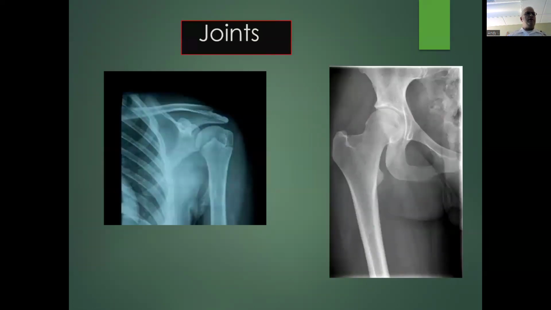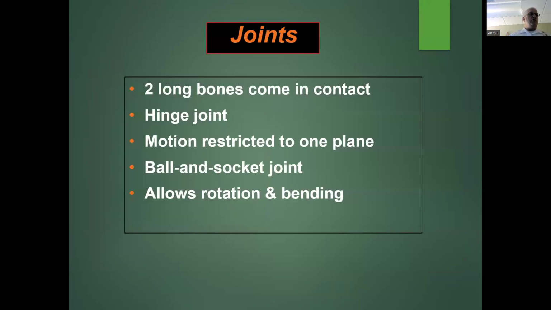All right, talking about specific joints now. So what are joints? Joints are where 2 long bones come into contact. A hinged joint has motion restricted to one plane. That's like your elbow. You can bend at the elbow, but you can't do all that different rotation like your shoulder. It's also a ball and socket joint, but it doesn't have that 360-degree rotation.